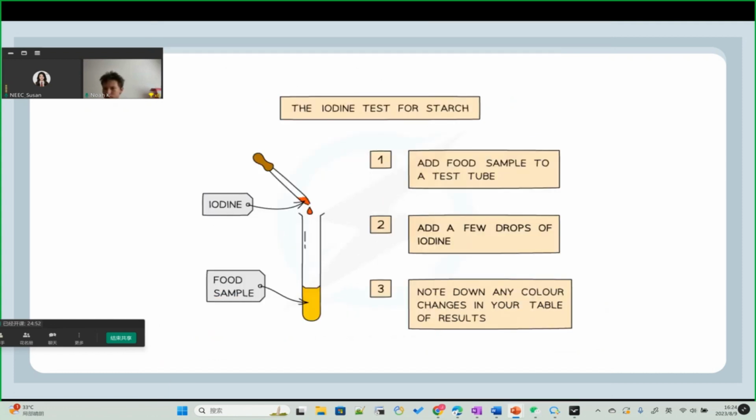And the next one is for starch, iodine. It's really simple. You just prepare a test tube of food sample and then add a few drops of iodine to observe the color change. There's no complicated method.